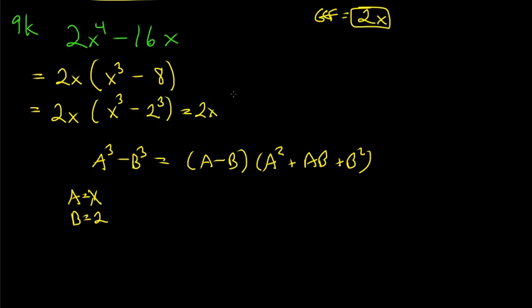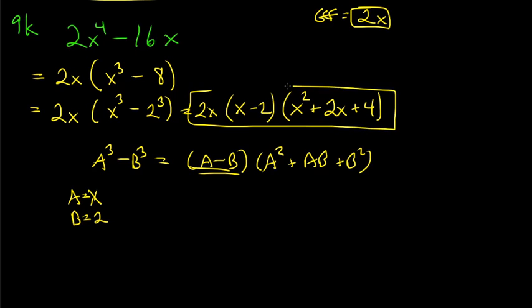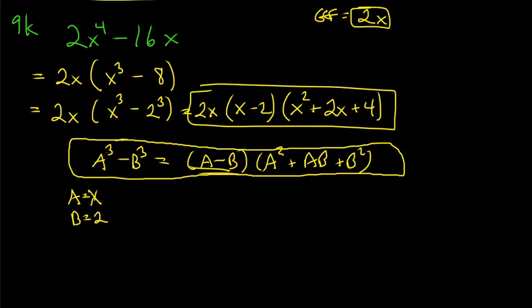So we still have the 2x in front, but the a minus b is x minus 2. A squared is x squared, plus ab is x times 2, or better yet, 2 times x. And then b squared is 2 squared, but that's just 4. 2 times 2 is 4. Right? So there it is: 2x times x minus 2 times x squared plus 2x plus 4. So again, a little bit harder because of the difference of cubes. Yep, you have to know it.